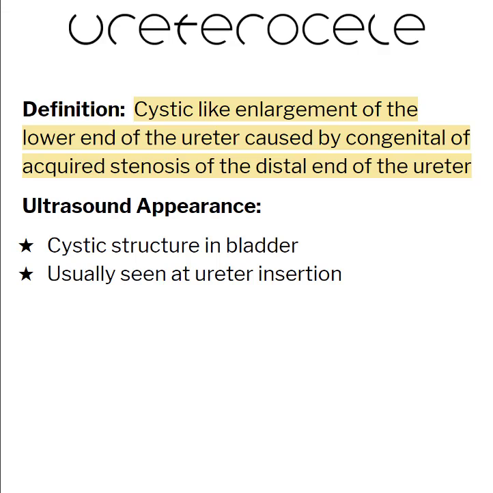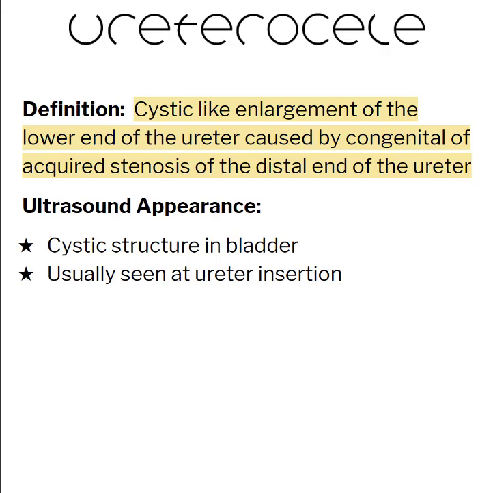Another ureter pathology that we can see as sonographers is something called the ureterocele. Now, ureteroceles are cystic-like enlargements of the lower end of the ureter, and this is usually caused by a congenital stenosis at the distal end of the ureter. So let's walk that back a little bit. Basically, what we see is in the bladder, there will be this little bubble looking thing right at the area that the ureter should insert into the bladder, so on that posterior part where the trigone is.